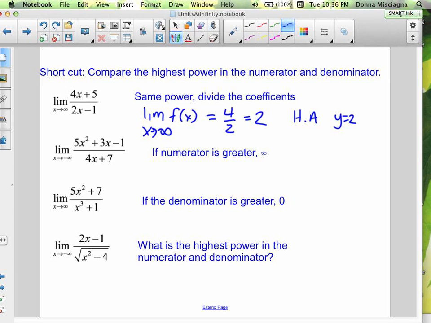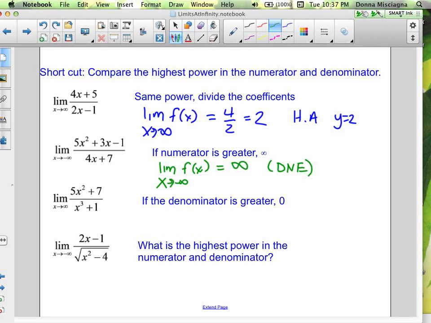If the numerator has the greater degree, numerator has a degree of 2, denominator has a degree of 1, then the limit of our function, regardless of whether it approaches positive or negative infinity, in this case it's negative infinity, is going to equal infinity. Or, depending on your function, it could be negative infinity. In this case it was infinity. But you could also write does not exist. Or it could be negative infinity, just not in this particular case.